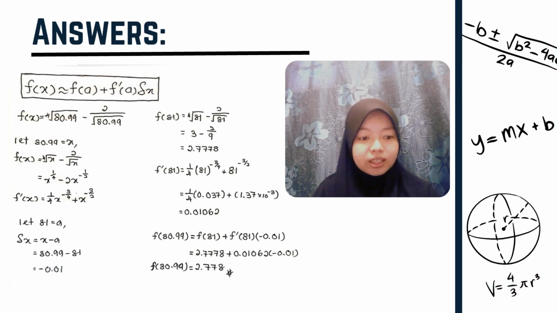Alright, for question 4, it says to use linear approximation to estimate the value of root 4 of 80.99 minus 2 over square root of 80.99, correct to 3 decimal places. Okay, let's remember back. The linear approximation formula is f(x) approximately equal to f(a) plus f prime a times delta x.